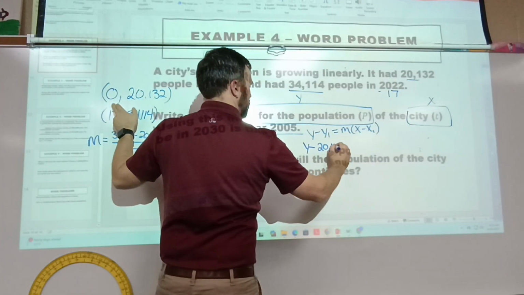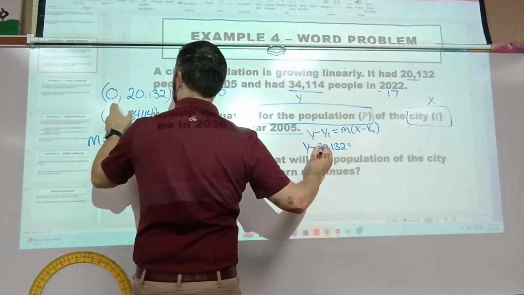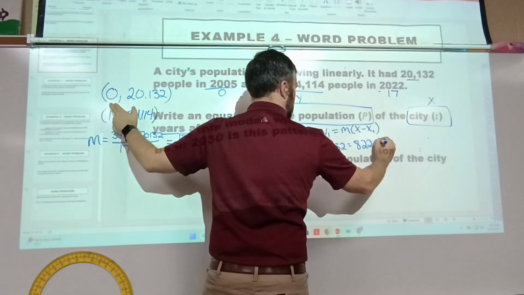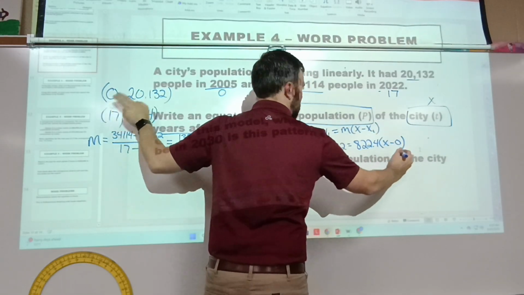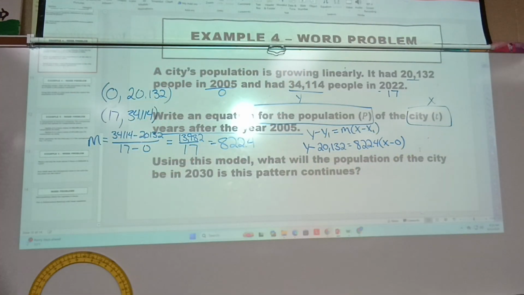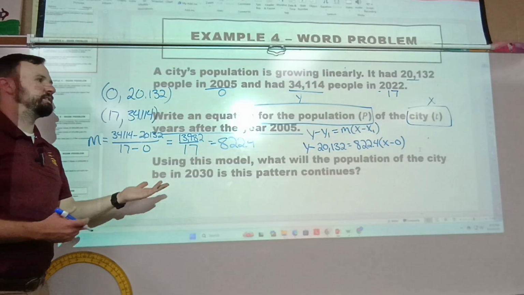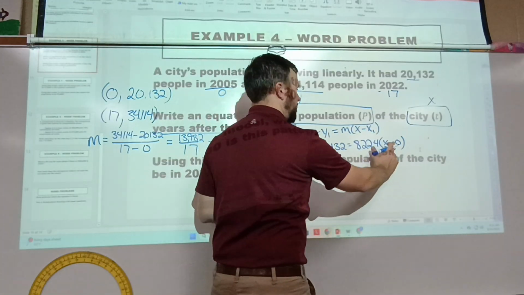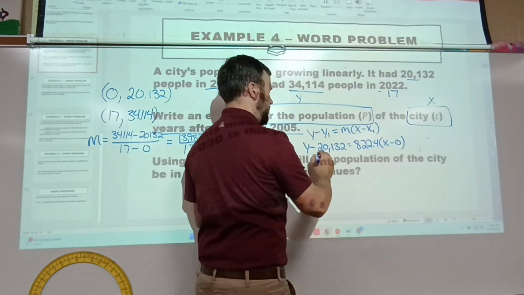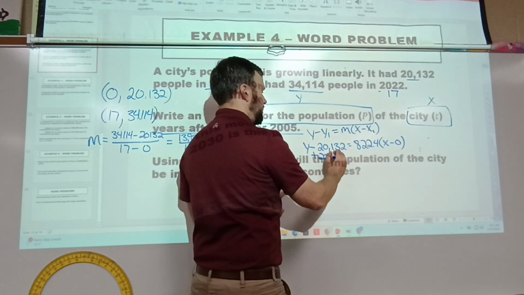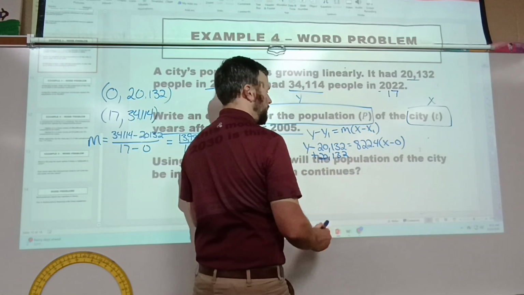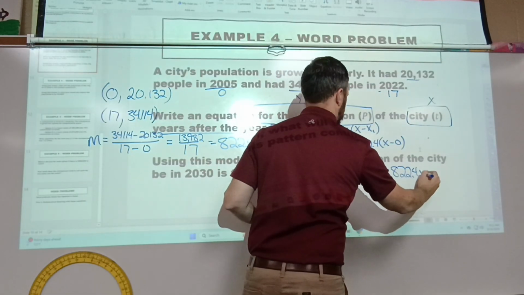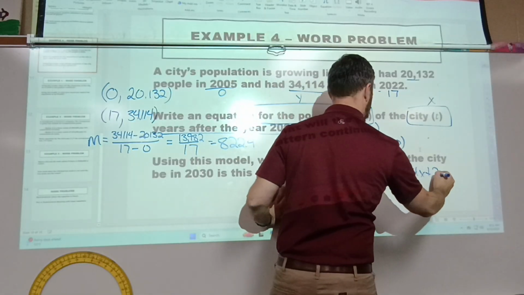Y minus 20,132 equals slope times x minus 0. Yay. Because once I get slope, this problem actually usually ends up being not terrible, right? Because that minus 0 is going to go away. I'm going to add over 20,132 plus.